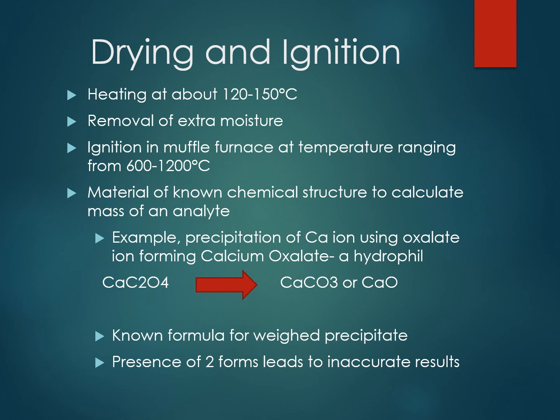Material of known chemical structure is used for calculating the mass of an analyte. Here we can have a look at the example for precipitation of the calcium ion. Oxalate ion is used for forming the calcium oxalate precipitate, which is hydrophilic in nature, and the chemical structure for the same is known. So basically you have to use a precipitating agent which will help you to give the salt for which the chemical structure is known.